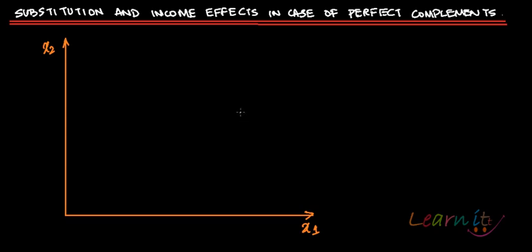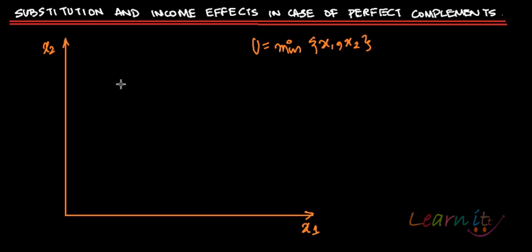Okay, now substitution and income effect in case of perfect complements. So perfect complements say assume that we have two goods x1 and x2, and they have the utility function of min of x1 x2. Okay, your u is equal to min of x1 x2.